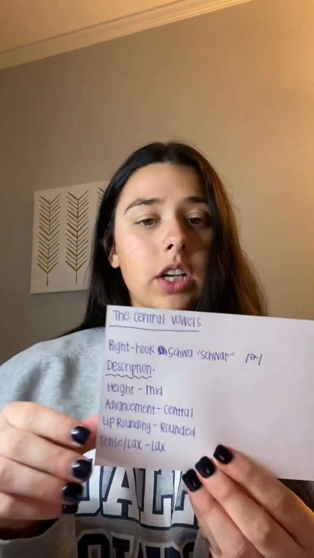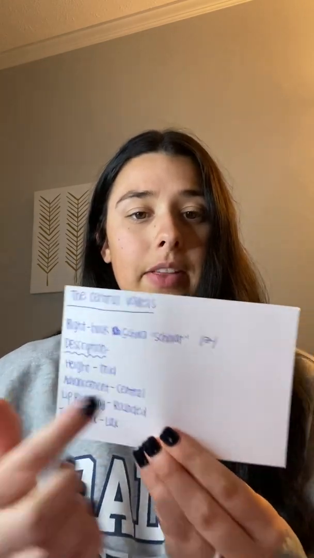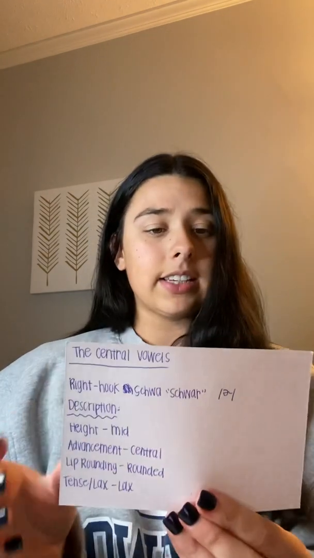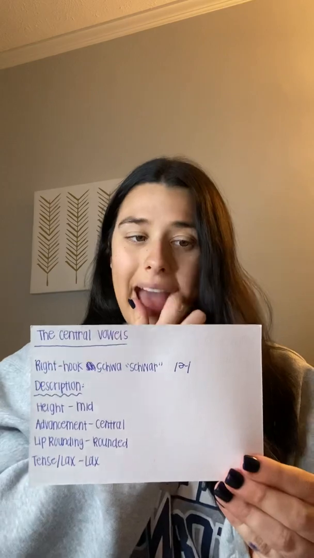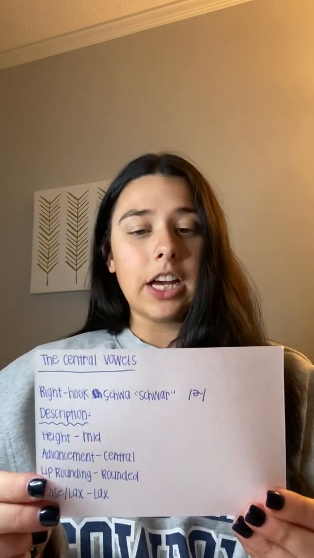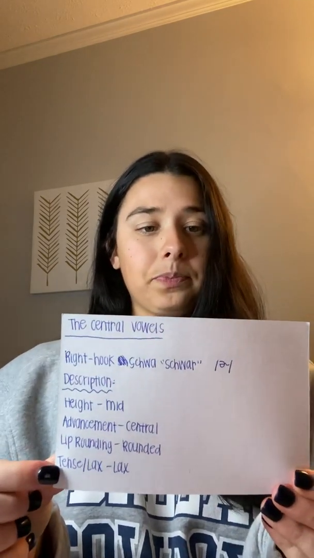Next one I wrote was the right hook schwa, the schwar, and I made sure to write it to the side. The description of that one is the height is mid, the advancement is central, the lips are rounded, and it is lax. Then some sample words on the back: pertain, luxury, Saturday.